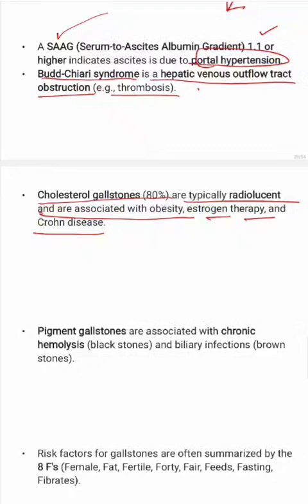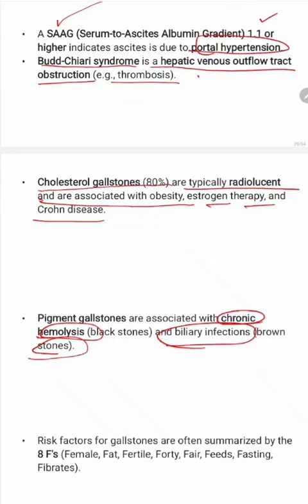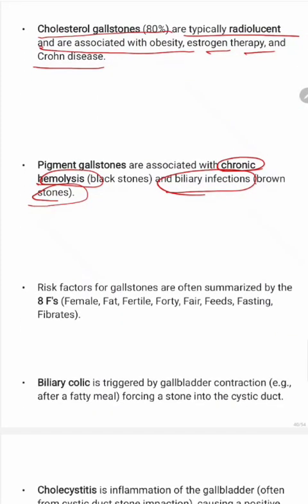Now, pigmented gallstones are associated with chronic hemolysis. These are bilirubin stones, black stones, associated with chronic hemolysis and biliary infections. There are brown stones and black stones. Now, risk factors for gallstones are often summarized by the 8 F's: female, fatty, fertile, 40, fair, feeds, fasting, and fibrates. Fibrates are medication.